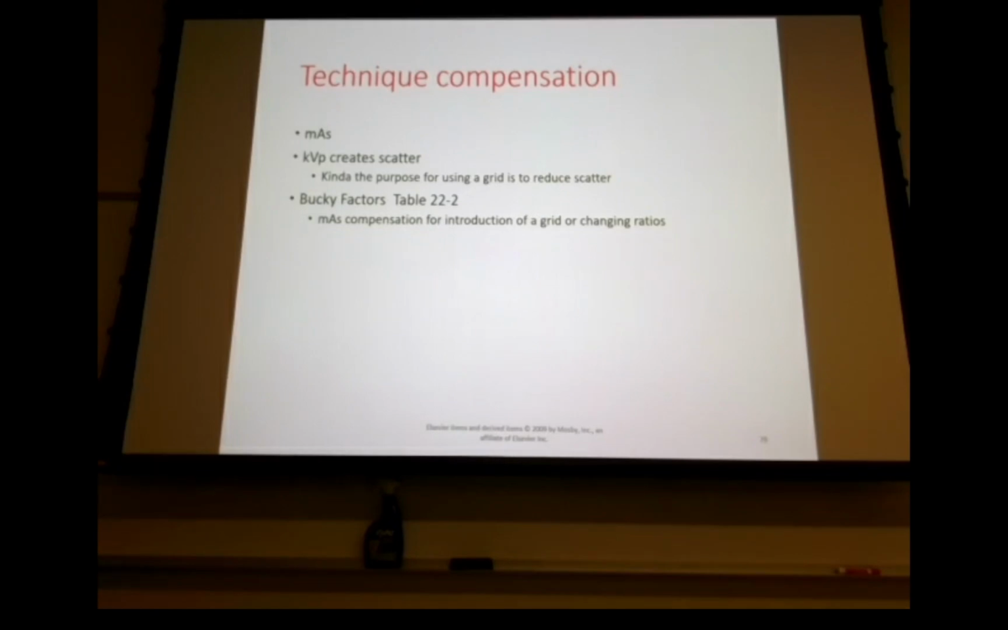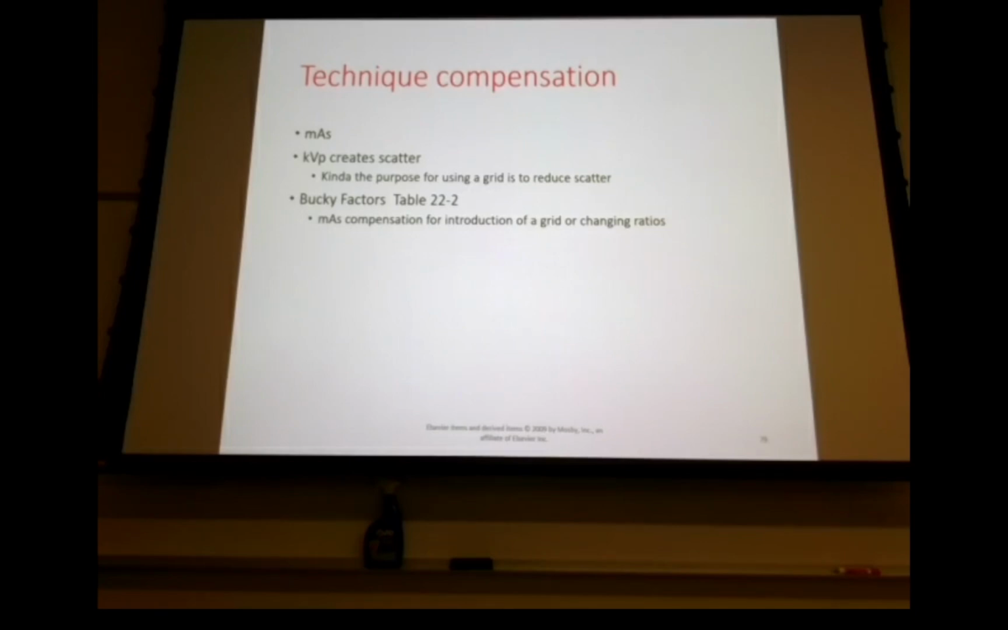Alright, so what are our rules for grid use? 70 kVp or above. That's number one. 10 centimeters or above, so shoulder and knee size and so forth. We need a grid most of the time. I'll talk about that here in a bit. So if you look at that, what that table is giving you is technical compensation for the use of a grid.